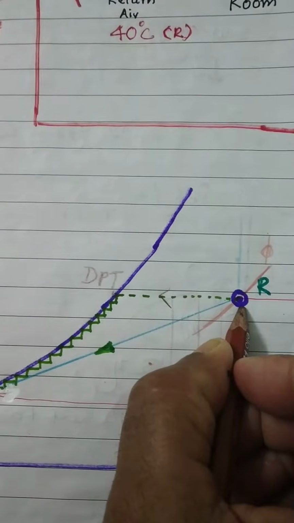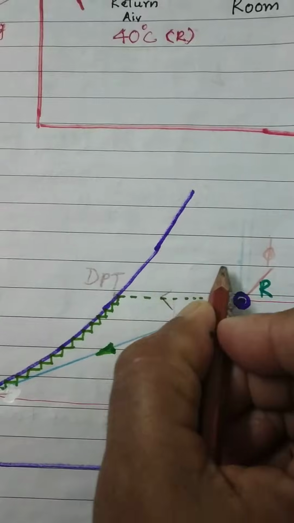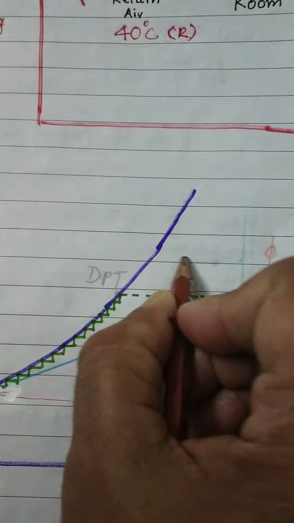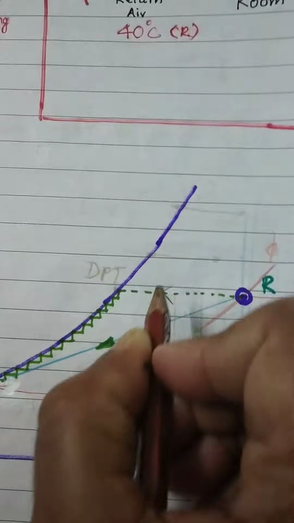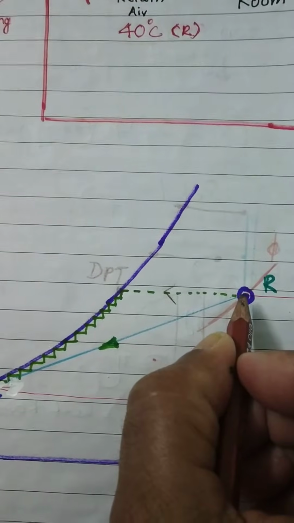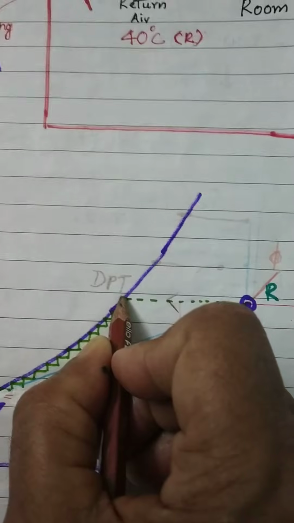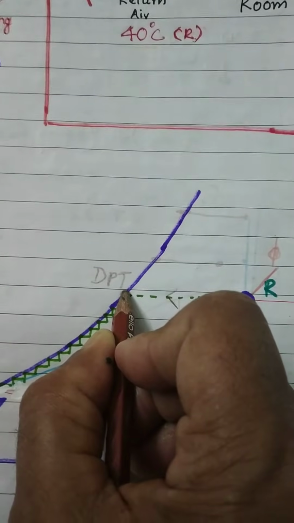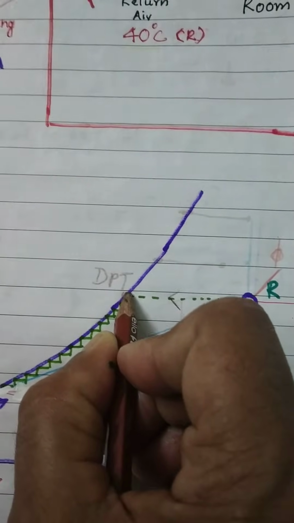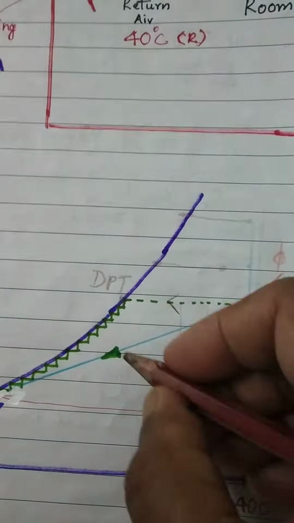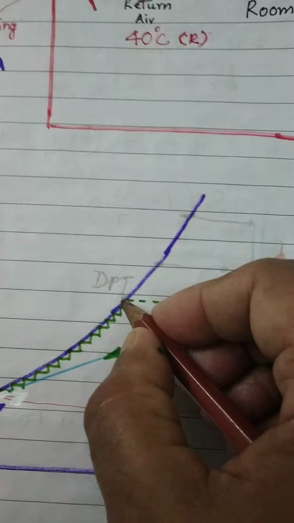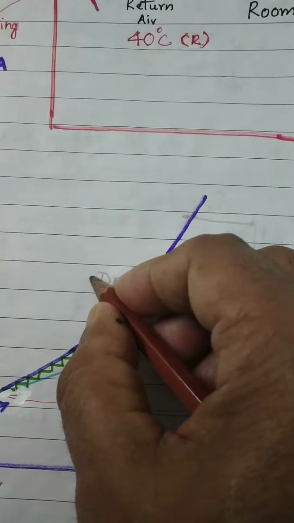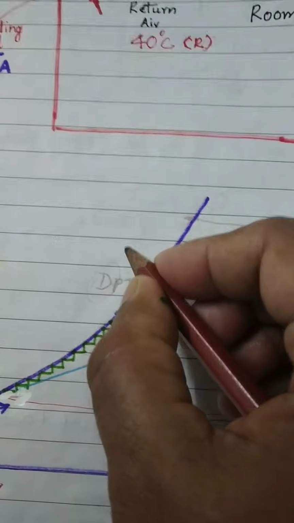To find the dew point temperature of the R condition, the method is to go on a horizontal line wherever it cuts the saturation curve. That is the point at which it becomes 100% saturated, and if we further lower the temperature of this air, the water will start condensing. That is what a dew will start getting formed.